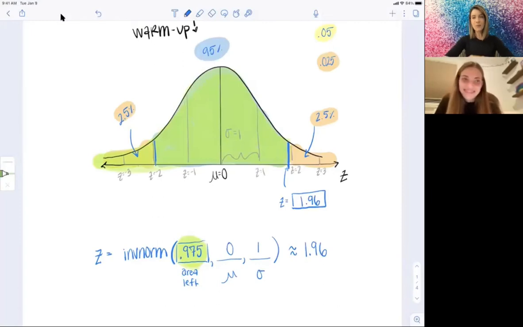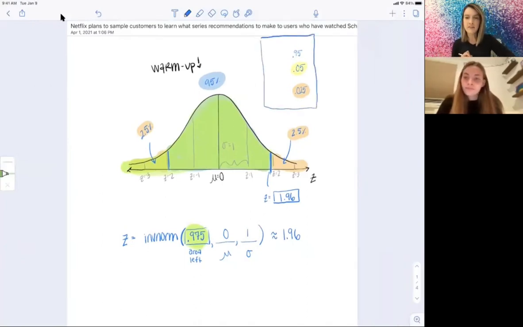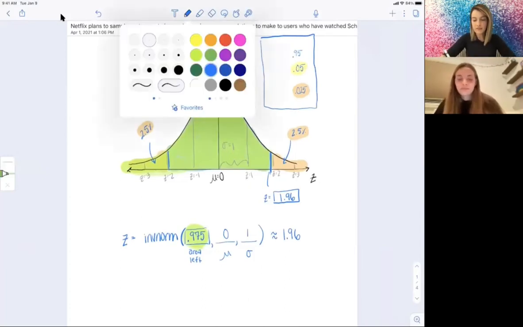Okay. What we're going to find when we get to our example is that we can actually label these to be relevant to our confidence interval discussion. So we'll come back to that in a bit. Let's talk confidence intervals.